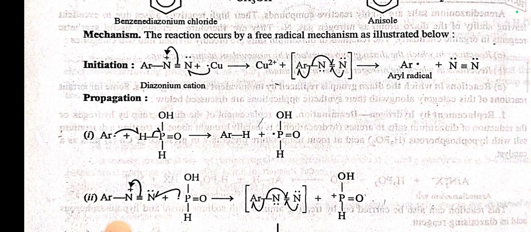The mechanism of reaction. The reaction occurs by a free radical mechanism. Initiation. Diazonium cation plus Cu+. Cu+ gives its electron to nitrogen and the triple bond shifts toward the nitrogen, giving Cu2+ and then gives aryl radical plus N triple bond N.